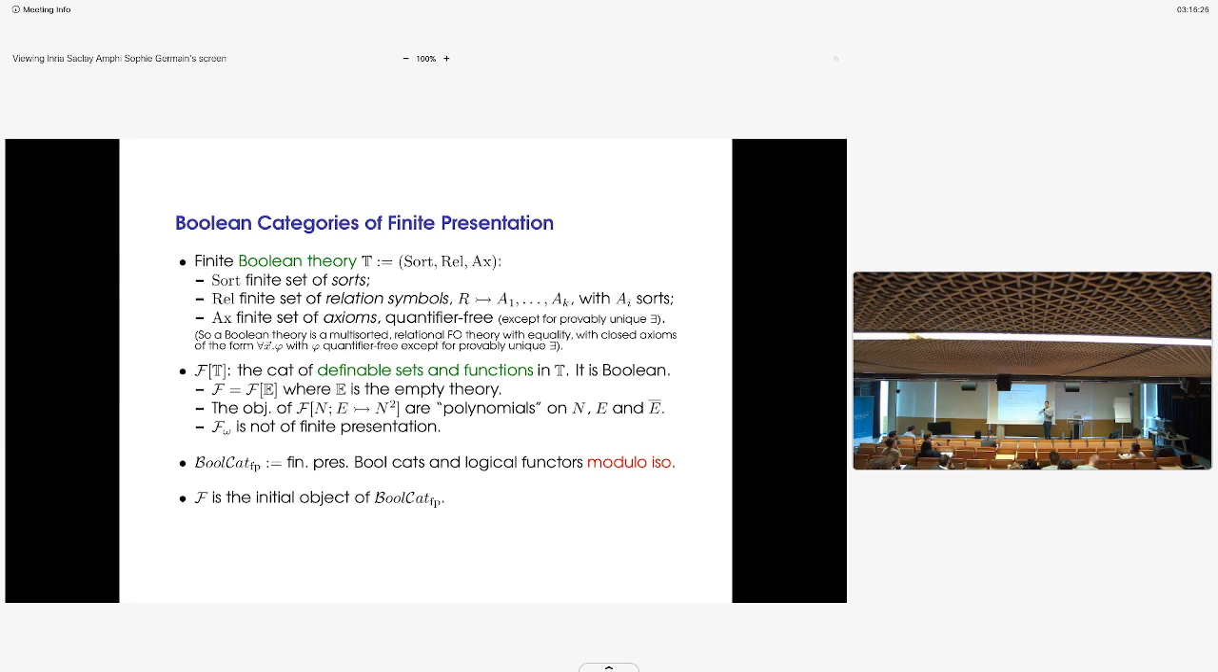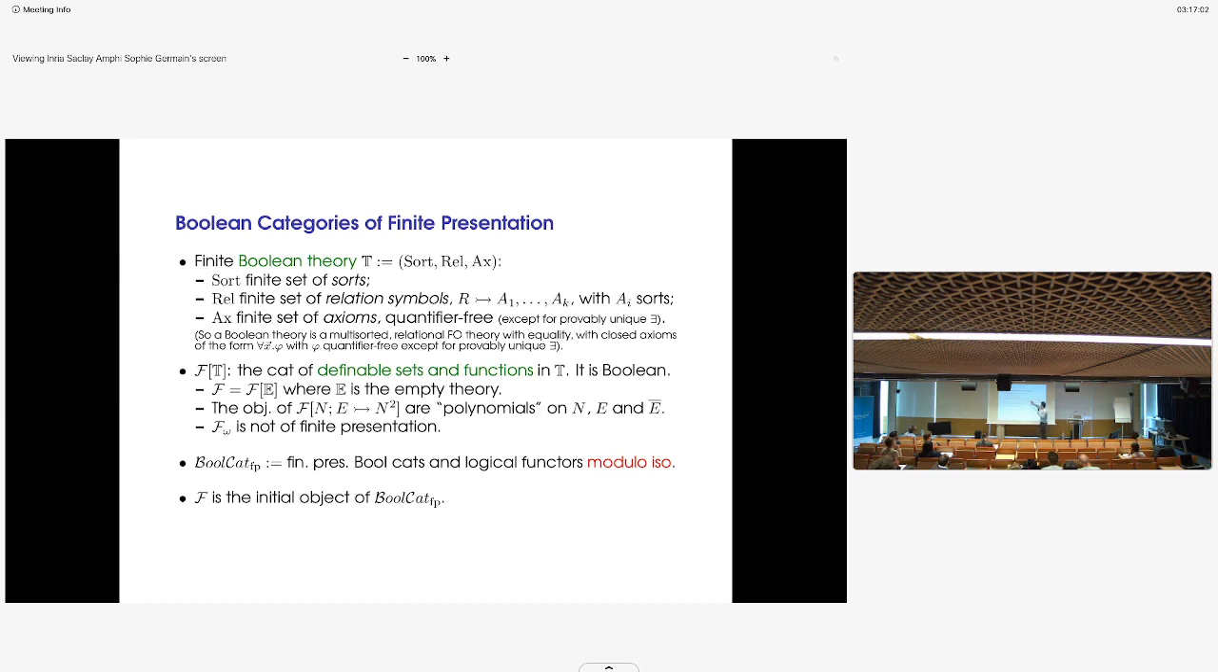I introduced this because of its relationship with logic. You can present Boolean categories by means of logical theories, which I'm going to call Boolean theories. A Boolean theory is a triple of a set of sorts, a set of relation symbols, each with a certain arity and type, and a set of axioms. Here I'm restricting to finite Boolean theories, so all these three things are finite, but in general they could be infinite.